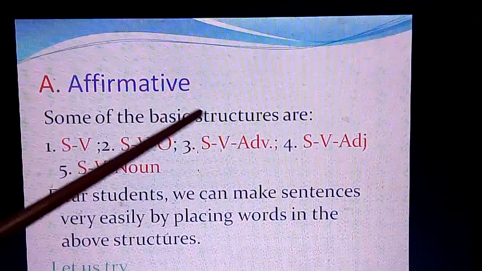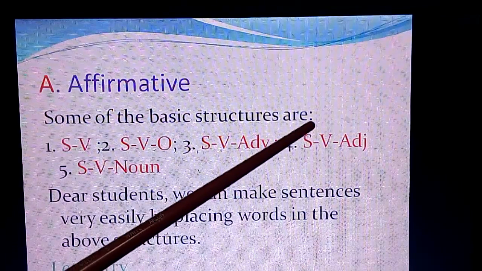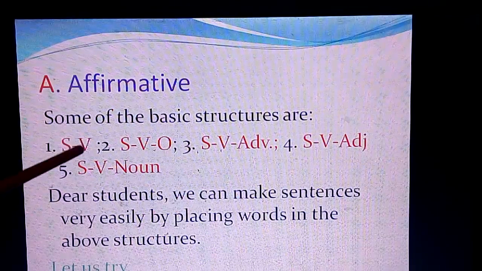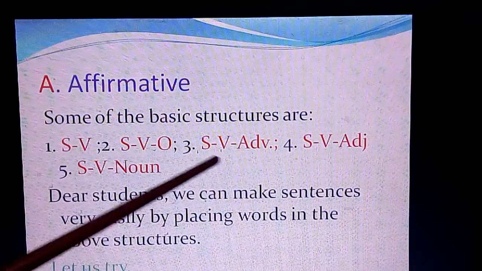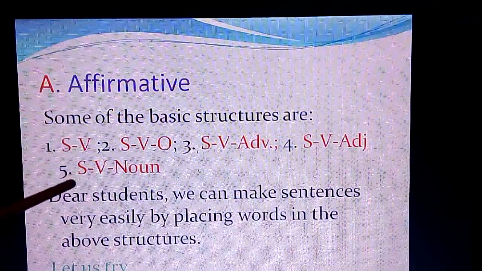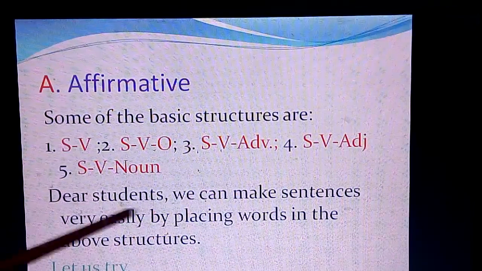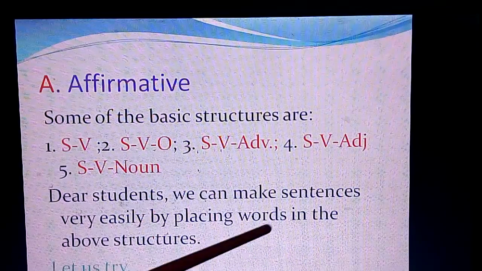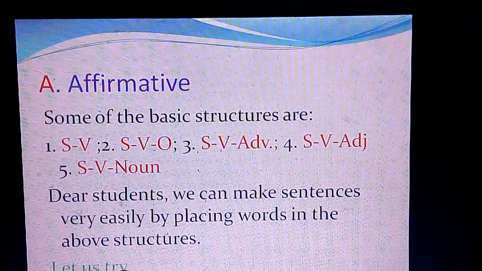A. Affirmative sentence. Some of the basic structures are, as we have already seen, but again we are revising in this lecture also: subject verb, subject verb object, subject verb adverb, subject verb adjective, and subject verb noun. So dear students, we can make sentences very easily by placing words in above structures. Let us try.